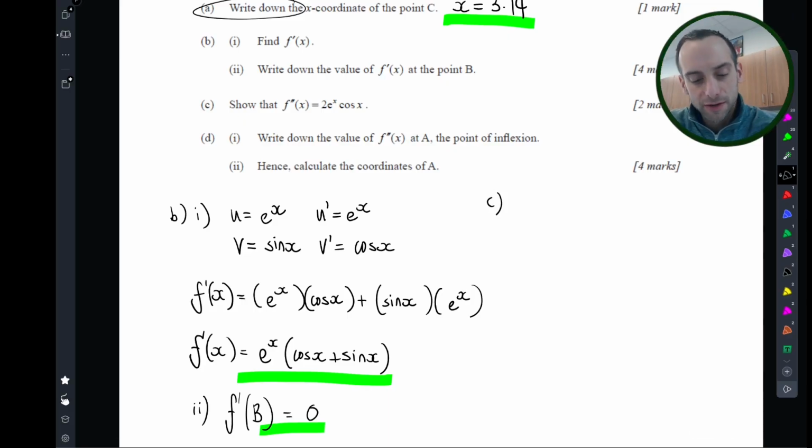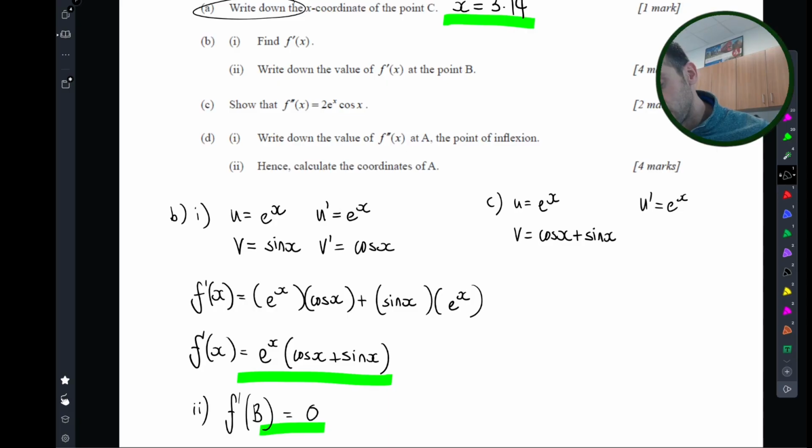Moving on to part C, we're asked to show the second derivative is 2e to the x cosine x. So that's the derivative of the derivative. Again, that's another product rule. In this second derivative, the first function is e to the x. The second function is sine x plus cosine x, or cosine x plus sine x. We'll get all of our ingredients ready, our u prime and our v prime. This will be negative sine x plus cosine x for our derivative of cosine x plus sine x.